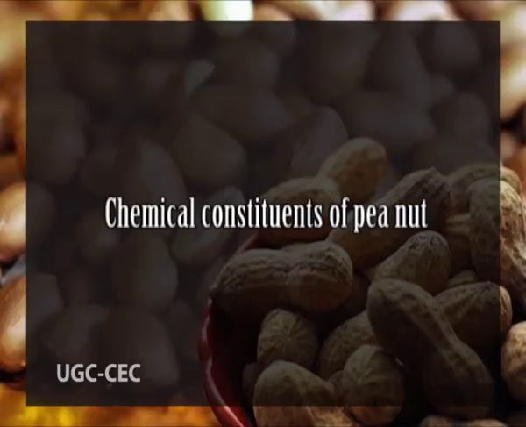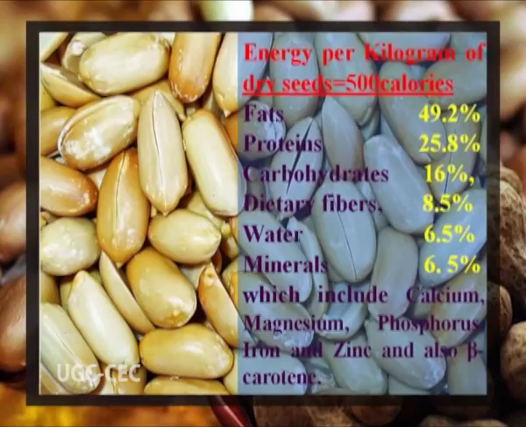An average of several types of edible seeds of groundnut generate about 500 calories of energy per kilogram of dry groundnut seeds and constitute about 49.2% fats, which are rich in oleic acid, linoleic acid and palmitic acid. Then 25.8% proteins, 16% carbohydrates, 8.5% dietary fibers and about 6.5% minerals, which include calcium, magnesium, phosphorus, iron, zinc, besides some amount of beta carotene.